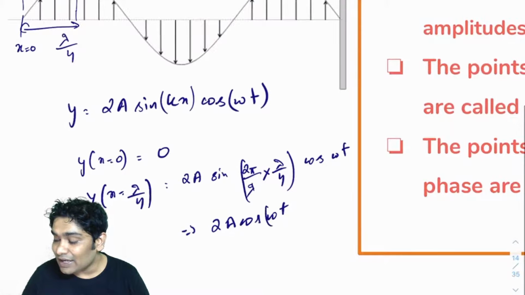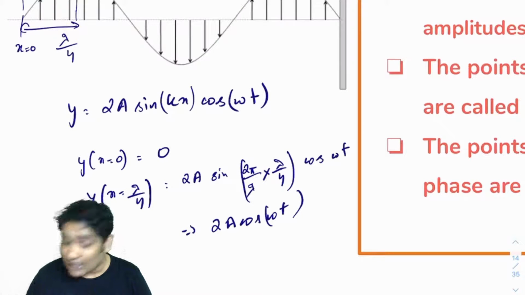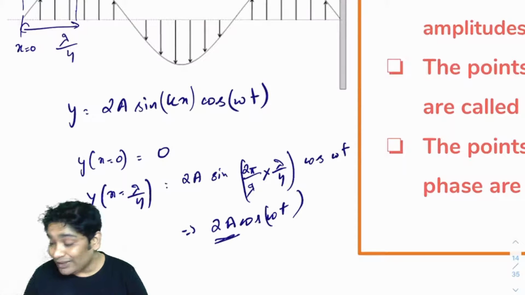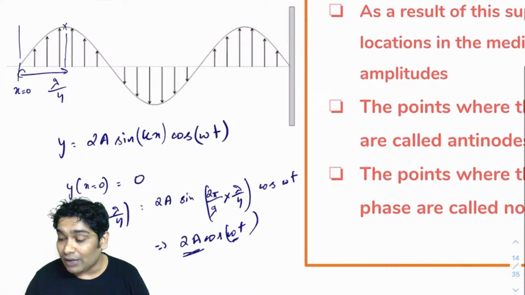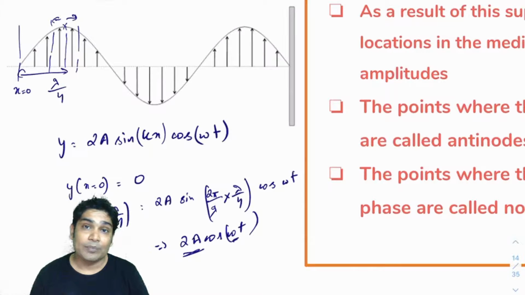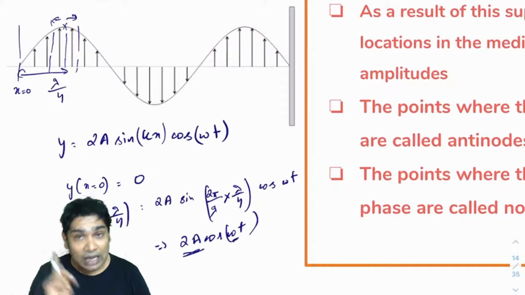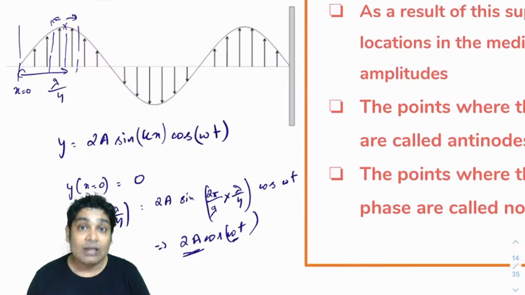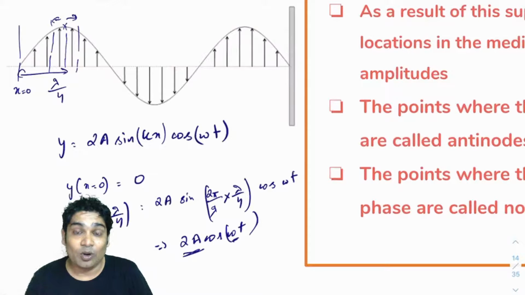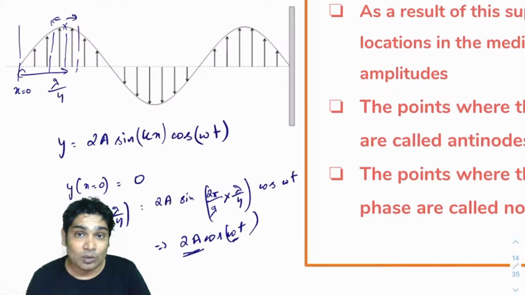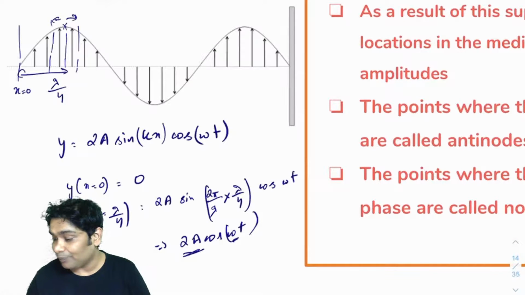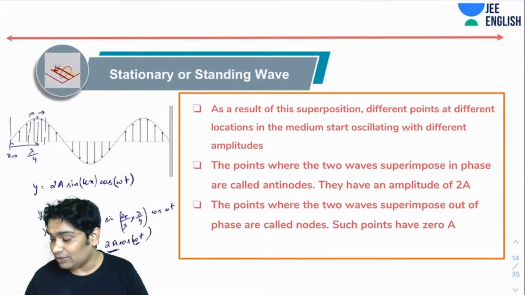So you realize this guy is performing SHM. This is the equation of SHM. This guy is performing SHM with an amplitude 2a, with an angular frequency omega. But as you move to nearby particles, the next particle or the previous particle, the amplitude is changing. So all the particles are performing SHM with the same frequency. However, their amplitudes are different. Somebody is oscillating with 0 amplitude, somebody is oscillating with 2A, and everybody else is oscillating between amplitudes of 0 and 2A.